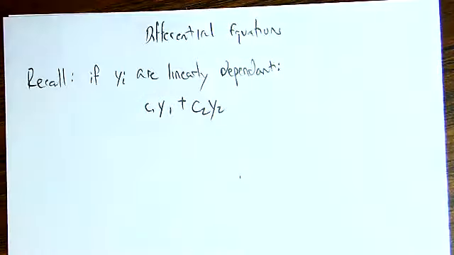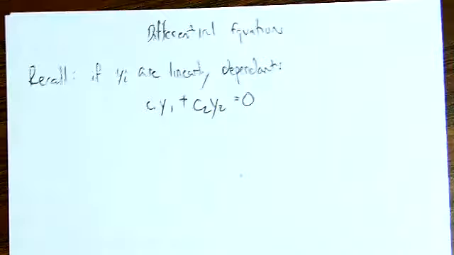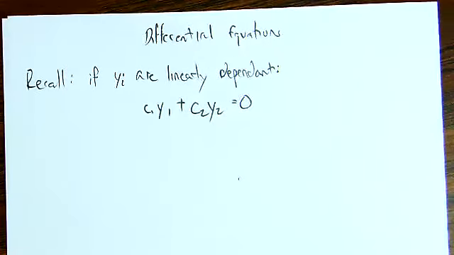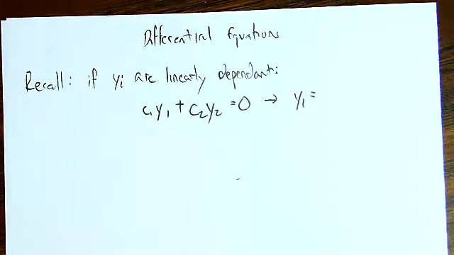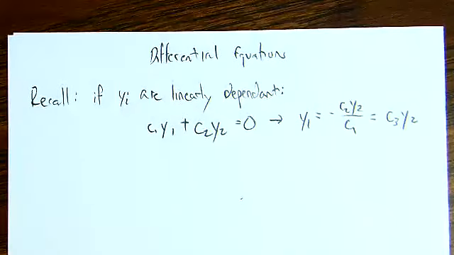some constant times the first function, and let's talk about just two functions in this case, plus some constant times y2 is equal to 0. There exist some non-zero constants c1 and c2 such that the linear combination of y1 and y2 with c1 and c2 is equal to 0. This means that we could write, say, y1 as negative c2 y2 over c1, also known perhaps as just some new constant times y2.